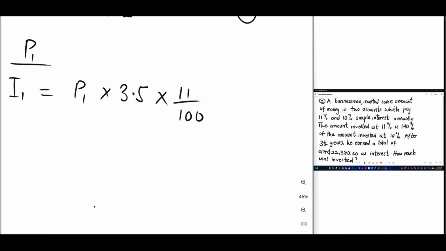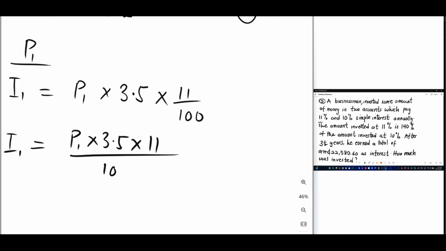So we are going to get interest 1 to be equal to P1 times 3.5 times 11, all divided by 100. So you get 3.5 times 11.